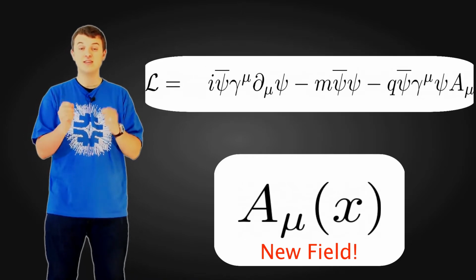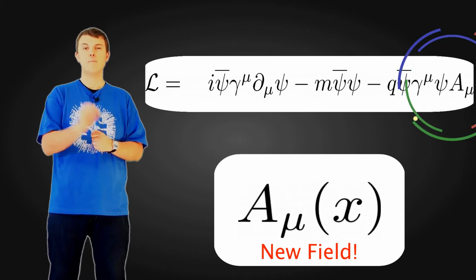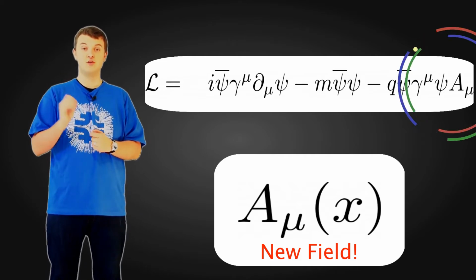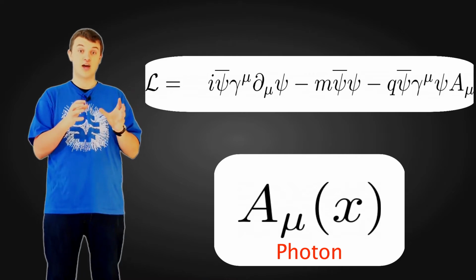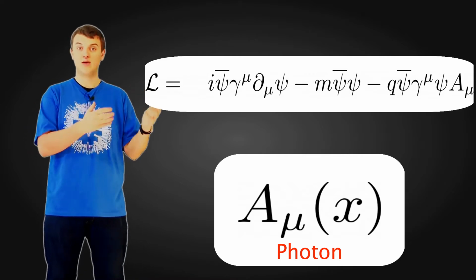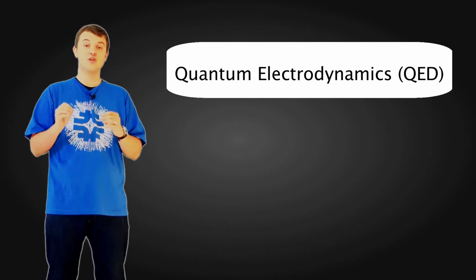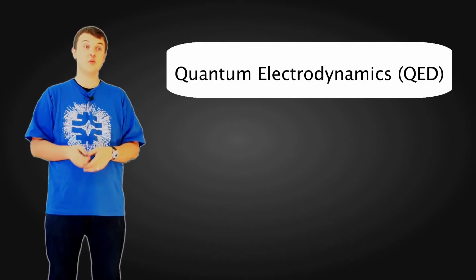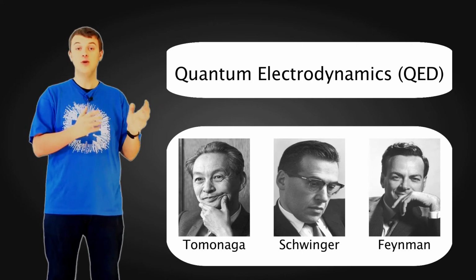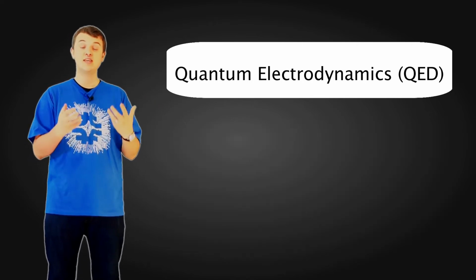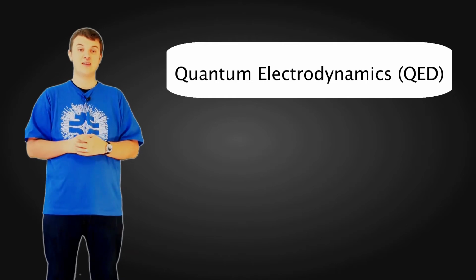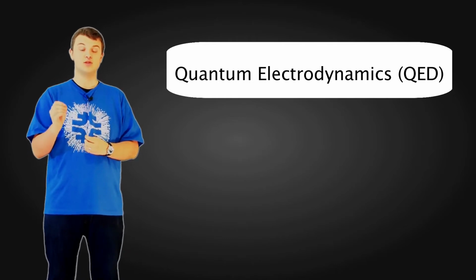Now the great thing is, this extra field that we've added perfectly describes a fundamental particle, the photon. It also describes how that photon interacts with our electron. In fact, we've just derived the very basics of quantum electrodynamics, or QED, for which these three chaps were awarded the Nobel Prize in 1965. QED is our current best understanding of how the electromagnetic force works.